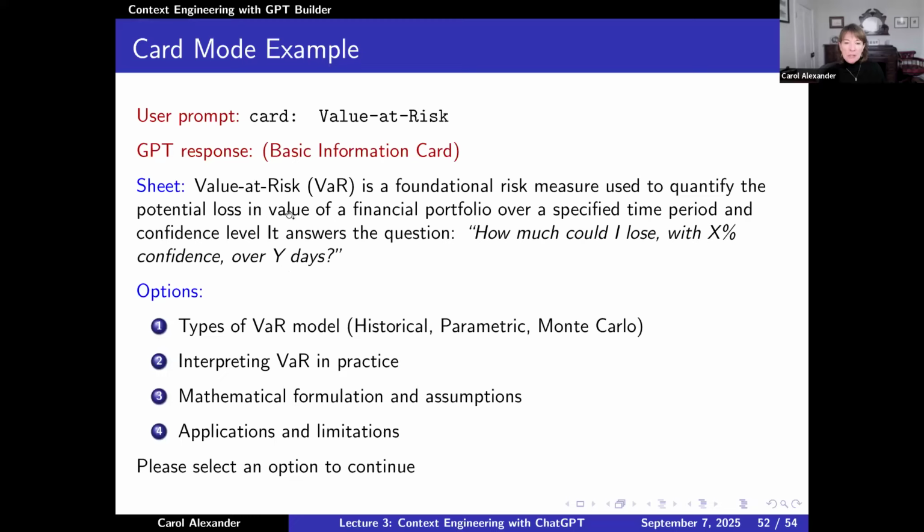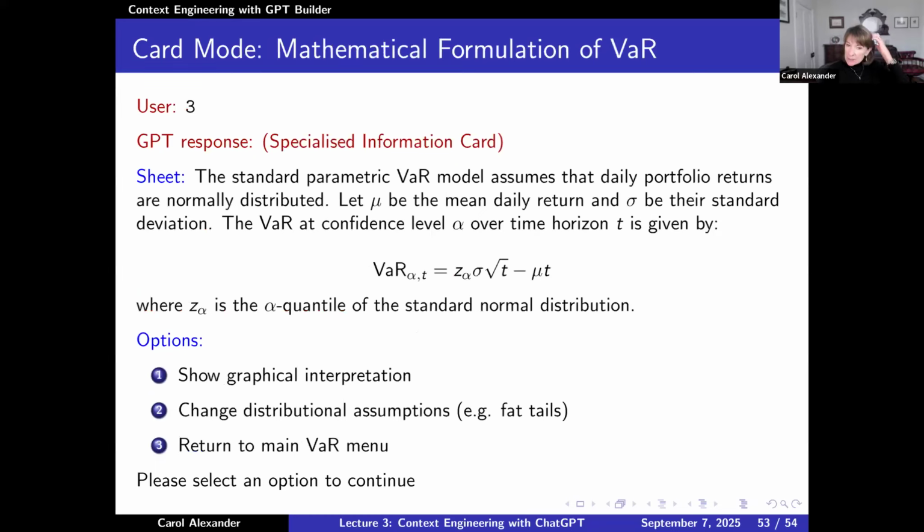So I've got a full stop here. And then these are the structured sheets you can go into. The options are types of VAR model, interpreting VAR in practice, mathematical formulation and assumptions, applications and limitations. So I choose an option at this point. I could go to 1 or whatever. I think I went to 3. There we are. Yes, specialized information card 3.